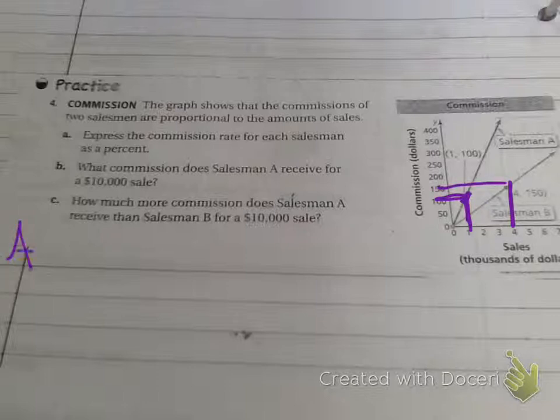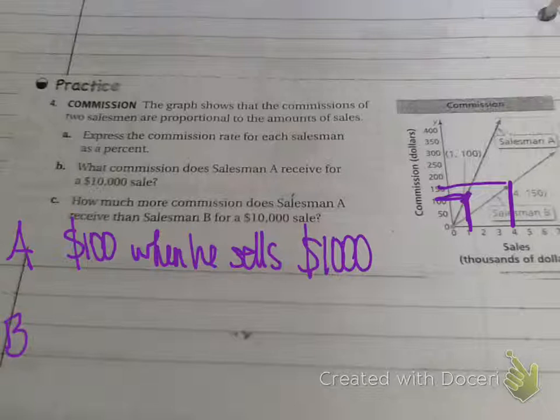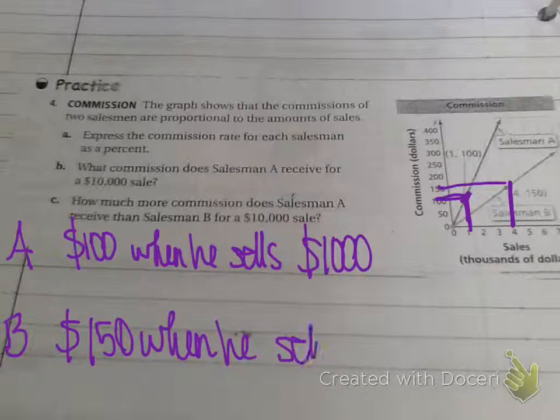So salesman A makes $100 when he sells $1,000 worth of merchandise. Salesman B makes $150 when he sells $4,000 worth of merchandise.